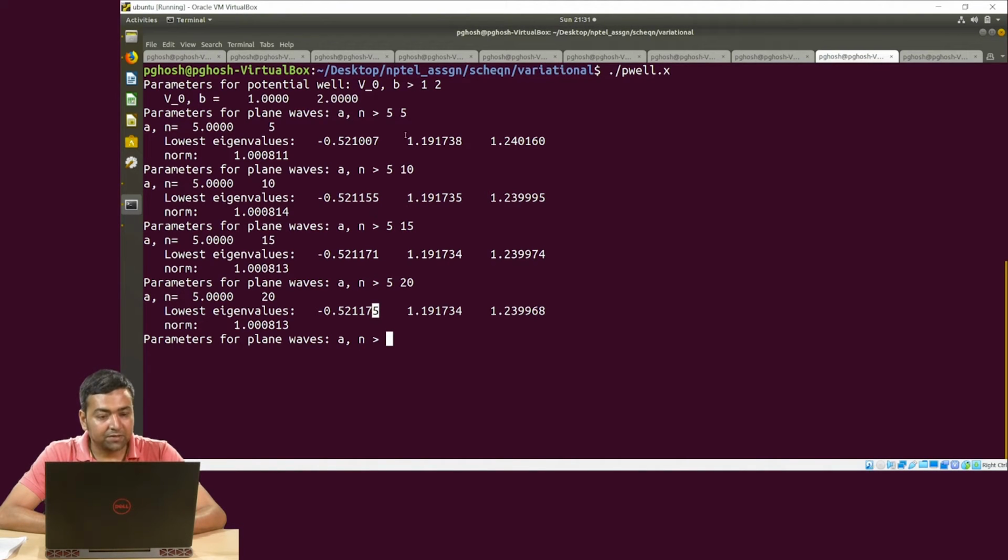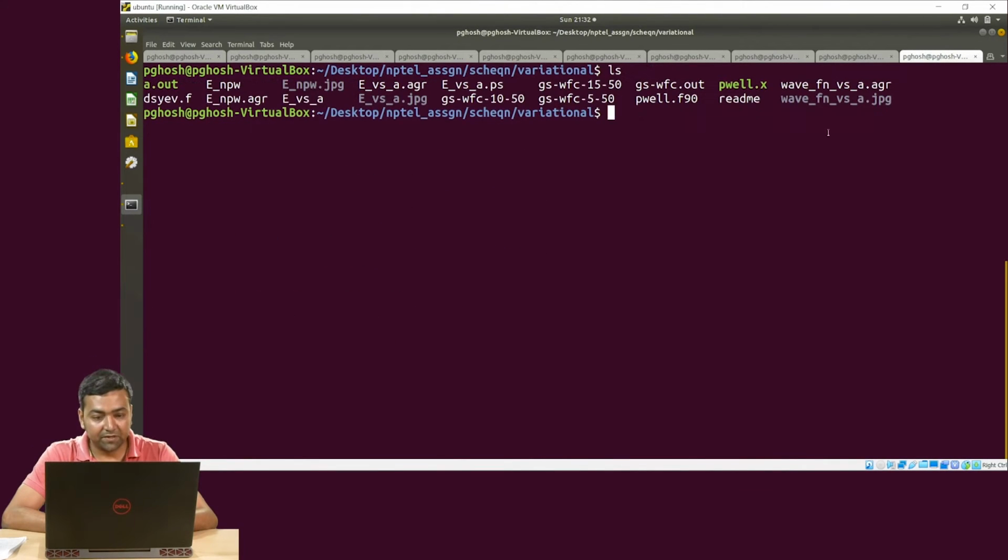So, to understand this, but before we go to that question, another thing I would like to point out is that for all the cases, the norm of the wave function is always 1. It's approximately very close to 1. So, what I have done here is, let us try to understand the behavior of my energy eigenvalues, that is these quantities here, as a function of the number of plane waves. So, I have taken this data and then plotted it, and let me just show you the result.